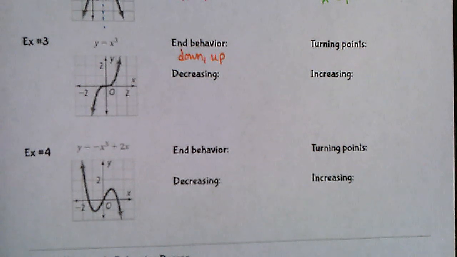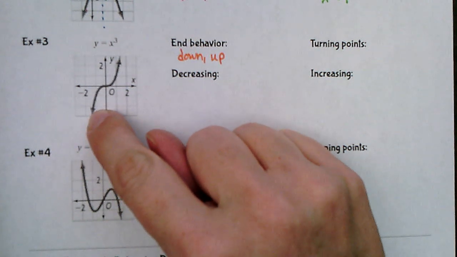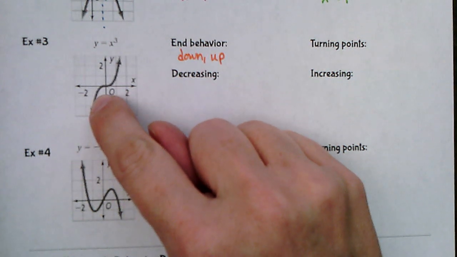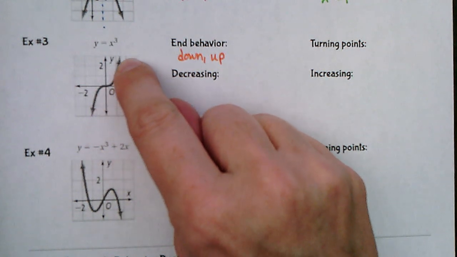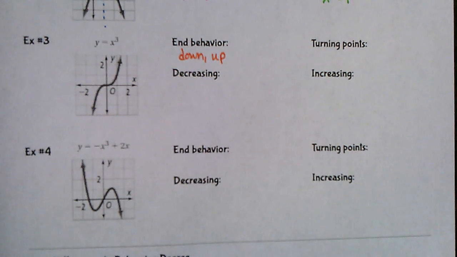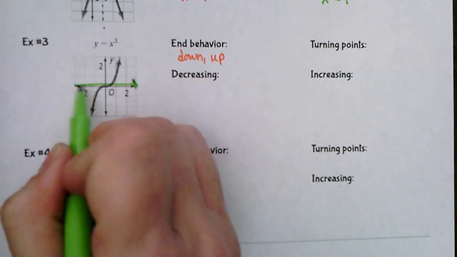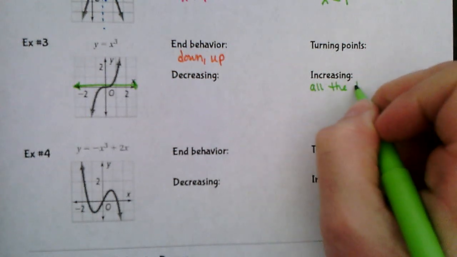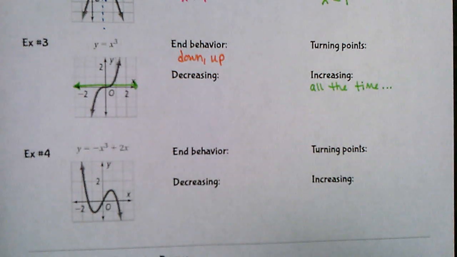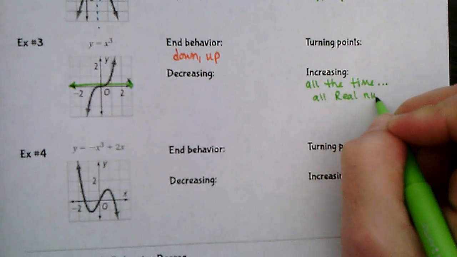Let's see about increasing and decreasing and turning points. If I were to get on my graph at the left-hand arrow and ride along it, I can see that I'm going uphill, uphill, uphill. So since my graph is going uphill the entire time, it is increasing all the time, which means it's increasing for all real numbers.